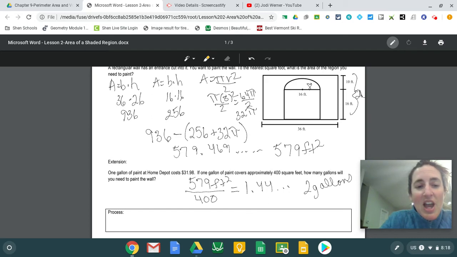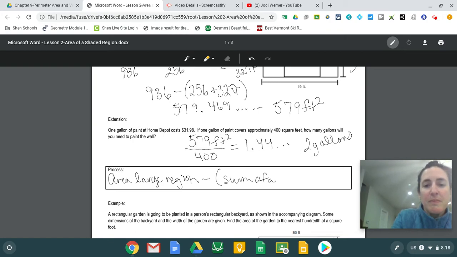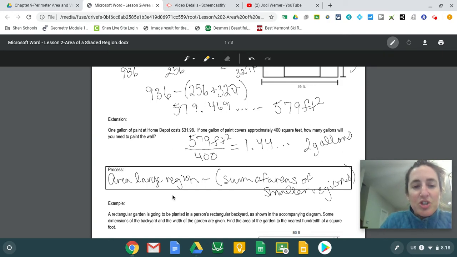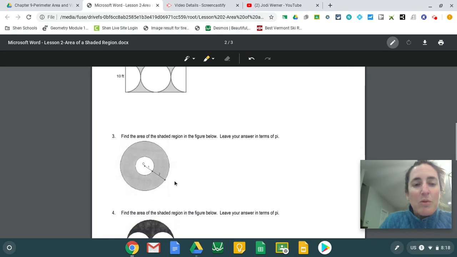Well worth it. Okay, so the process that we did is we usually take the area of the large region and subtract the sum of the areas of the smaller regions. As you can see on this note sheet, there are a ton of different fun problems. You can see them all here. We would always take the larger area and subtract the smaller area to get our shaded regions.